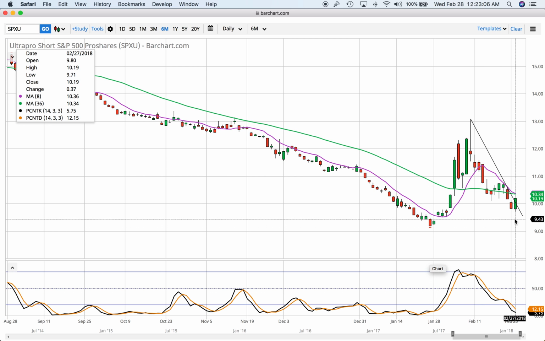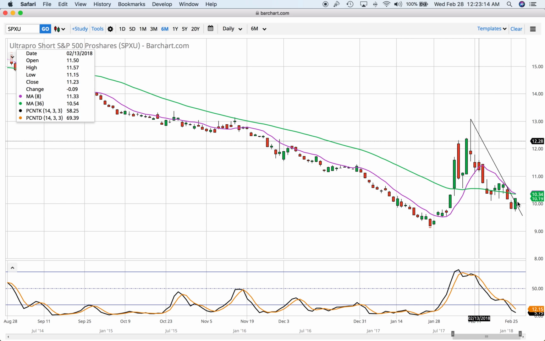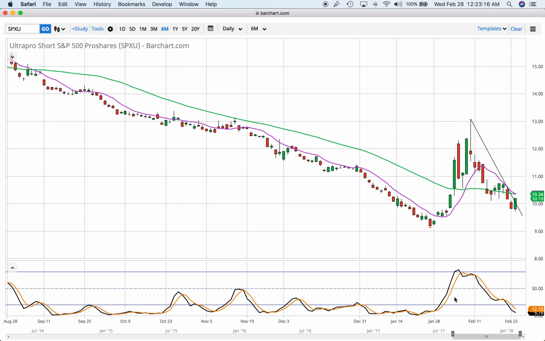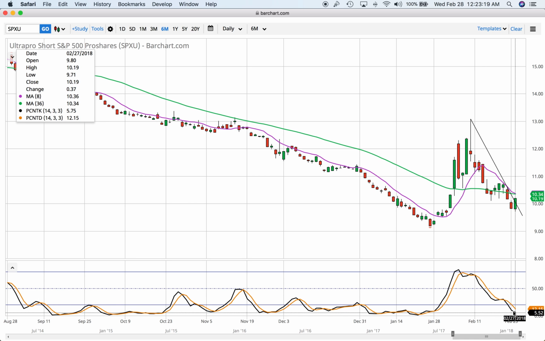And what do you see here? You see the bullish engulfing candlestick pattern, and you see the trend line violation, and you see us oversold. I believe we go higher. I would act on this. That's a buy for me.